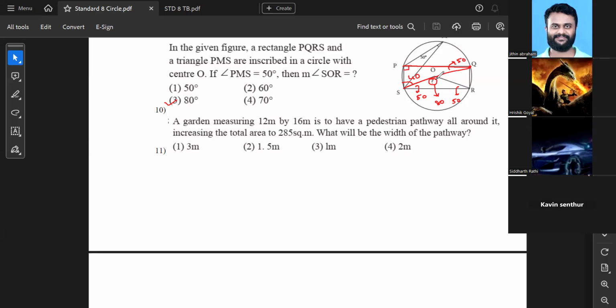I have a doubt. How did PSQ become 40, sir? I'll tell you. In triangle PQS, the total of the angles adds up to 180. The first angle is 90. The second angle is 50. The third angle, let me call it x. Now, when you calculate, you will get x equal to 40.